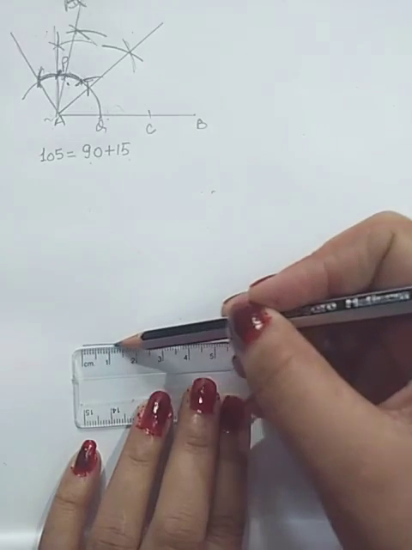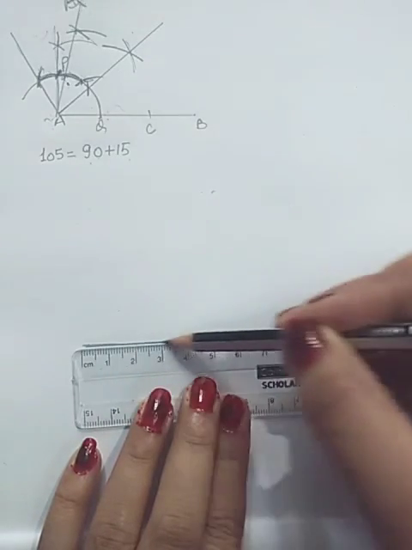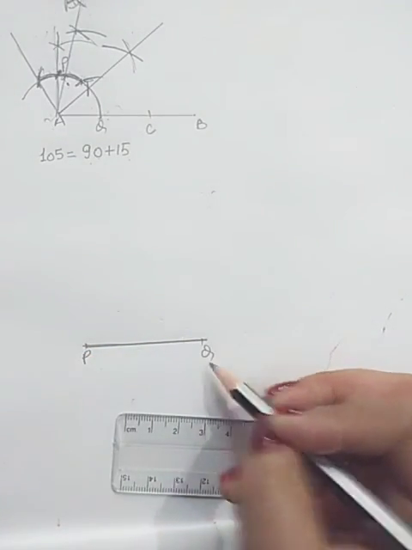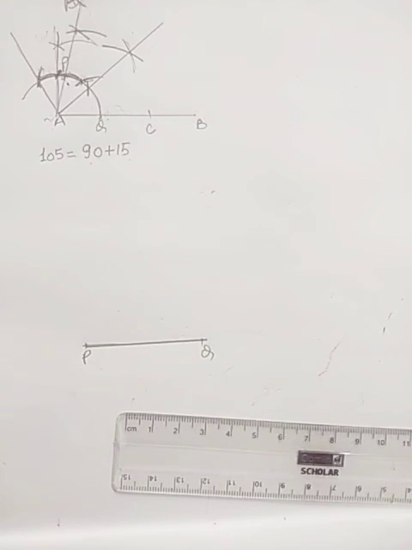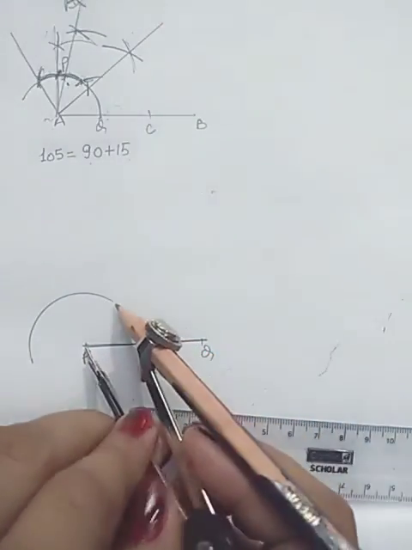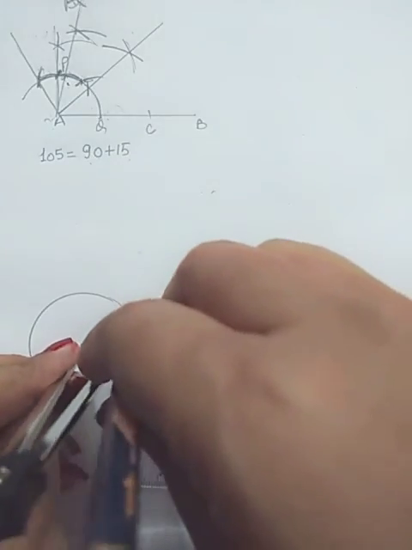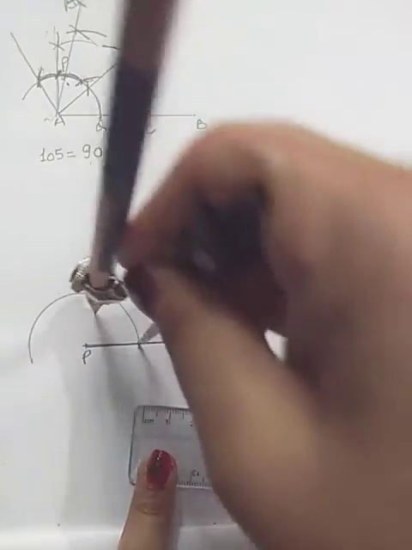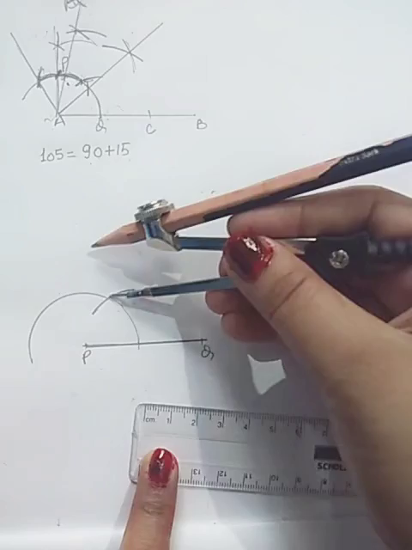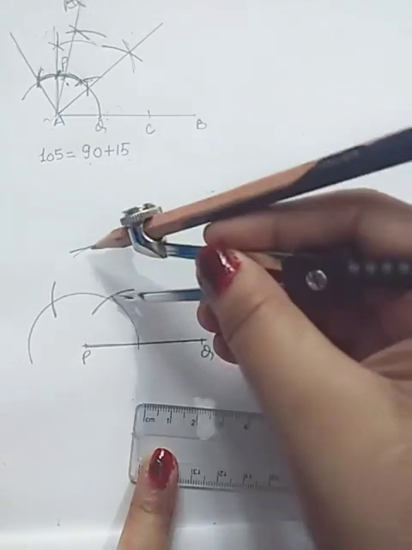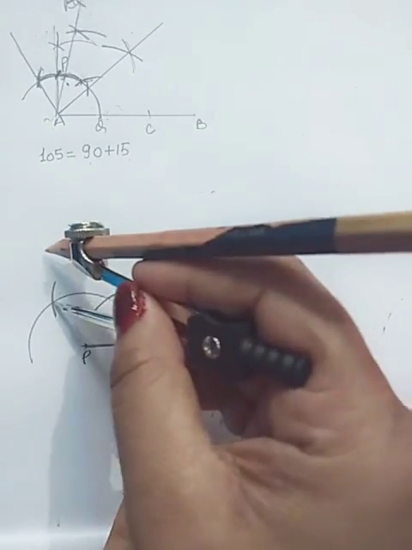Draw a line segment of any length. Name it as P, name it as Q. Same way as we did above. We have done it earlier, so we'll do the same thing here. Construct an angle of 90 degrees first. First arc is of 60. Double of 60 will give you 120. Moving up will give you an angle of 90 degrees.